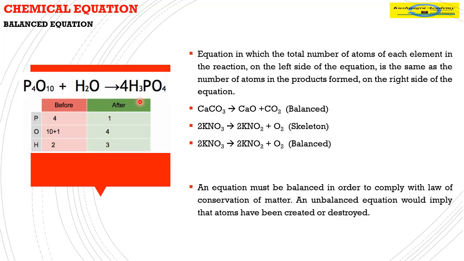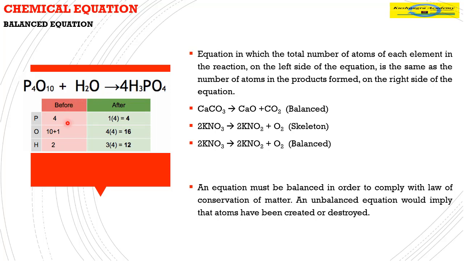Now here we have taken one example, P4O10 when it reacts with water it gives 4H3PO4. So if you see here, the number of phosphorus is 4, here the number of phosphorus is only 1. Just remove this 4, now the number of phosphorus is 1. Here the number of oxygen atoms is 10 plus 1, that is 11. Here the number of oxygen atoms is only 4. Here the number of hydrogen atoms is 2 and here the number of hydrogen atoms is 3.